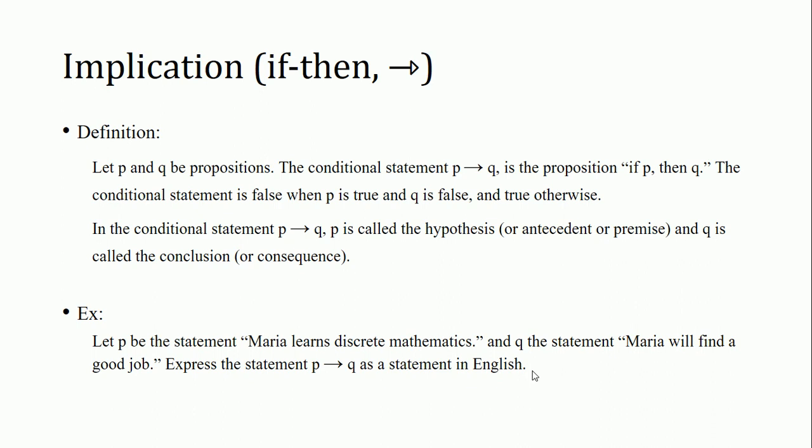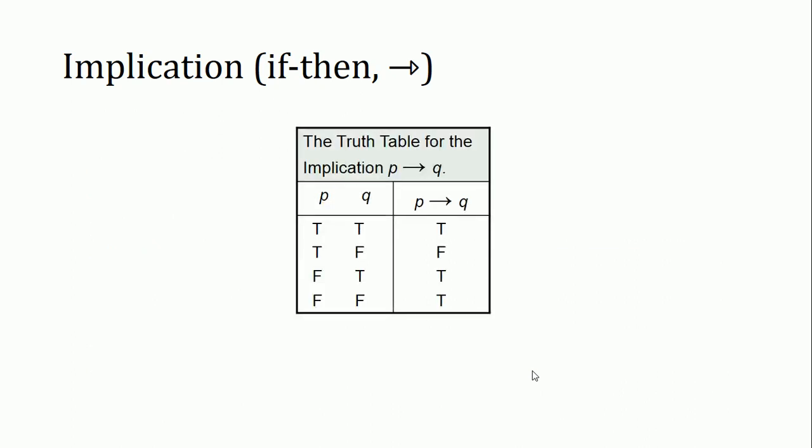Ang P natin is "I am elected," and then ang Q natin is "I will lower the taxes." Okay, tingnan natin dito sa truth table. So for example, I am elected. If I am elected, and then I will lower the taxes. So, true yung implication natin.